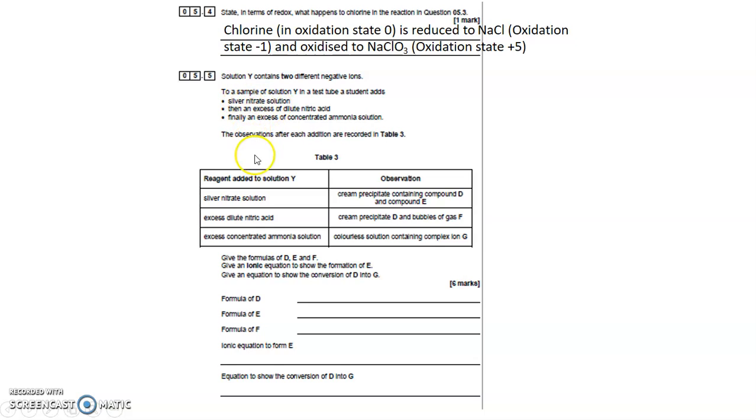So solution Y now contains two different negative ions. I'm reacting it with silver nitrate and I'm getting a cream precipitate. Well, silver nitrate gives a white precipitate of silver chloride, a cream precipitate of silver bromide, I think I've just found D, and a yellow precipitate of silver iodide. My cream precipitate is silver bromide. I've got bromide ions in solution Y. So I've found D.